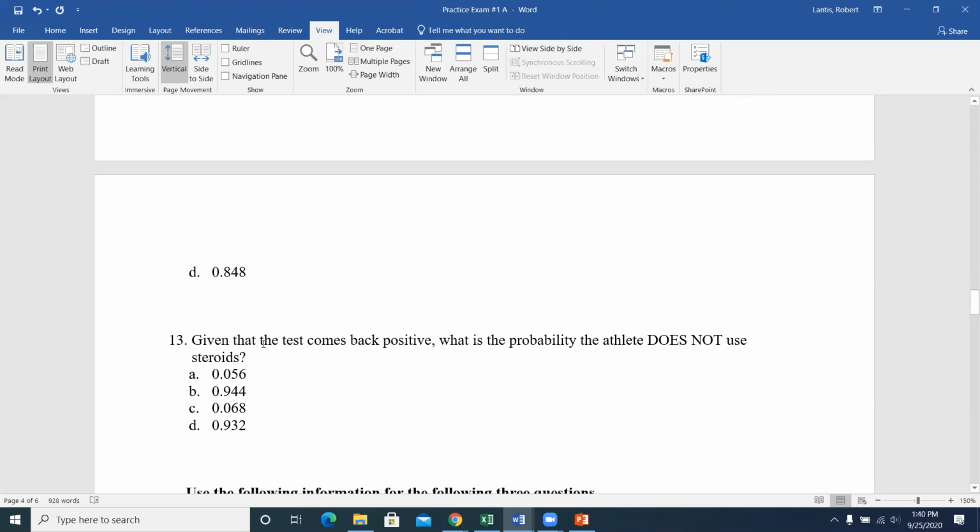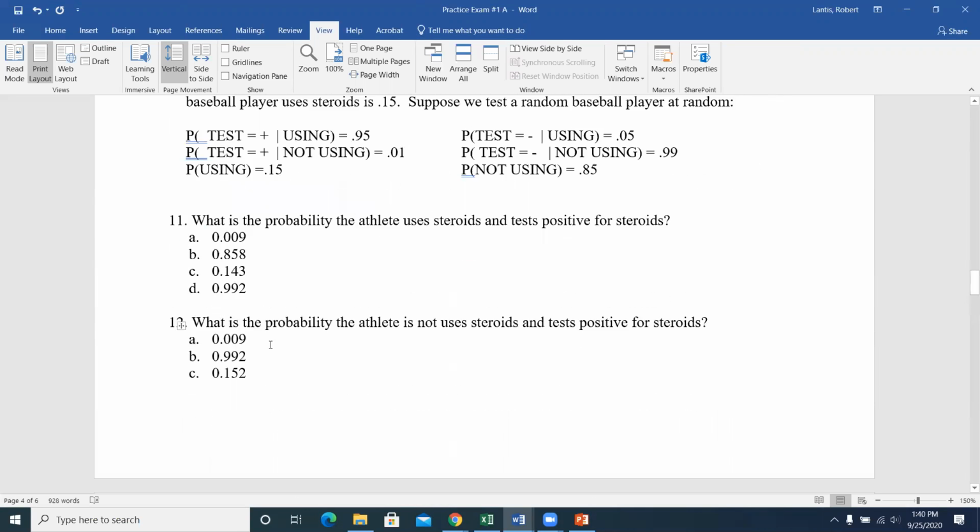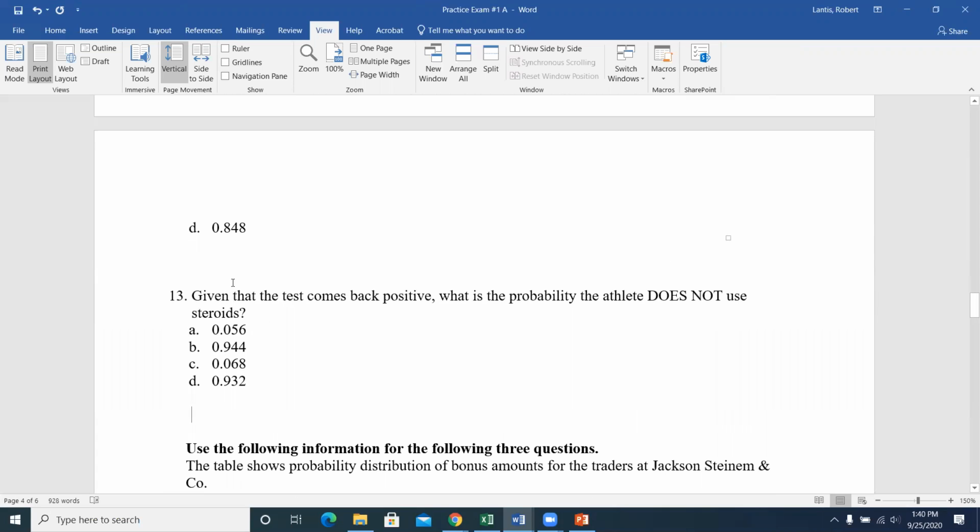So what I would do is, we have all this information up here. Write out what the question's asking you for. Given that the test comes back positive, what's the probability that the athlete is not using steroids? What is given to us is what goes on the right-hand side of that vertical line. So given that the test comes back positive, what's the probability that the athlete is not using steroids? That's what we're looking for.